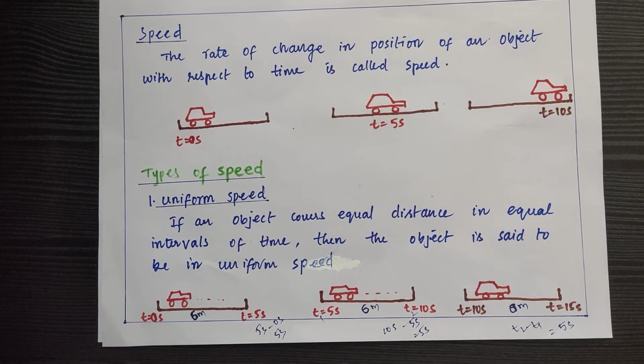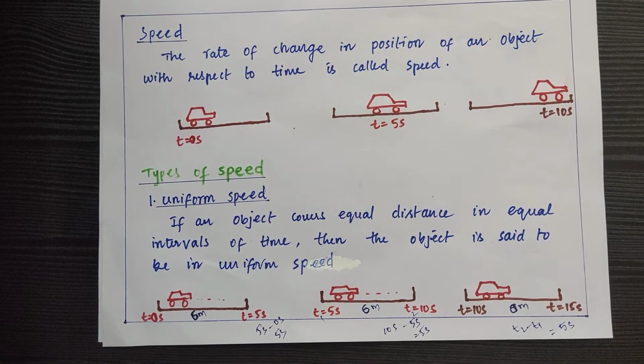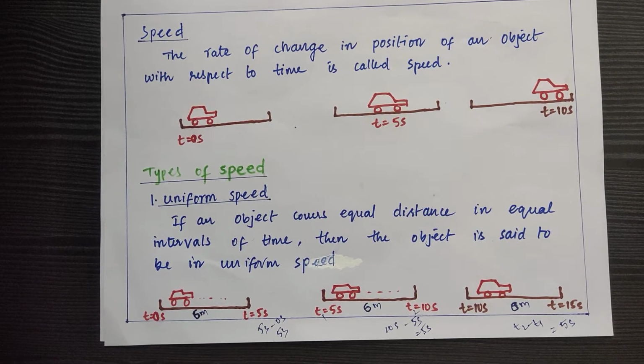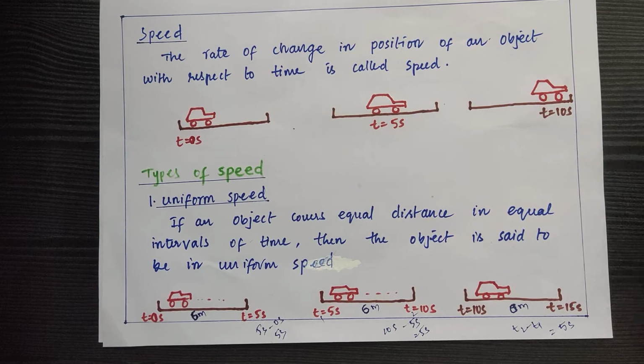Hi everyone. In today's video, let us see about speed and types of speeds. Initially, let us see the definition. The rate of change in position of an object with respect to time is called speed.